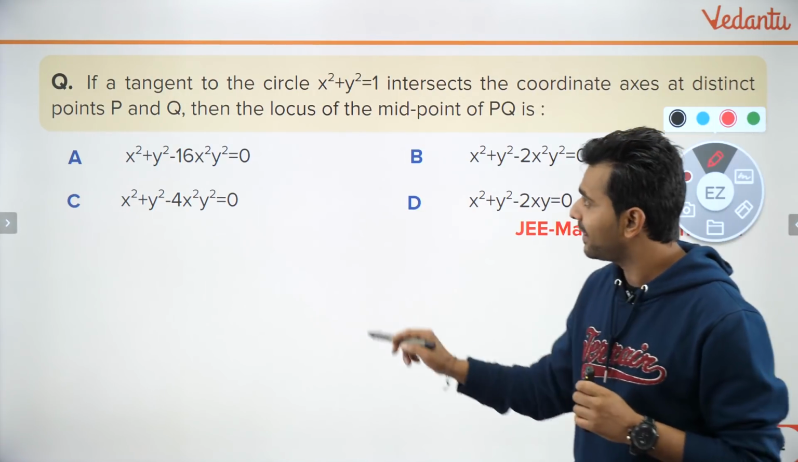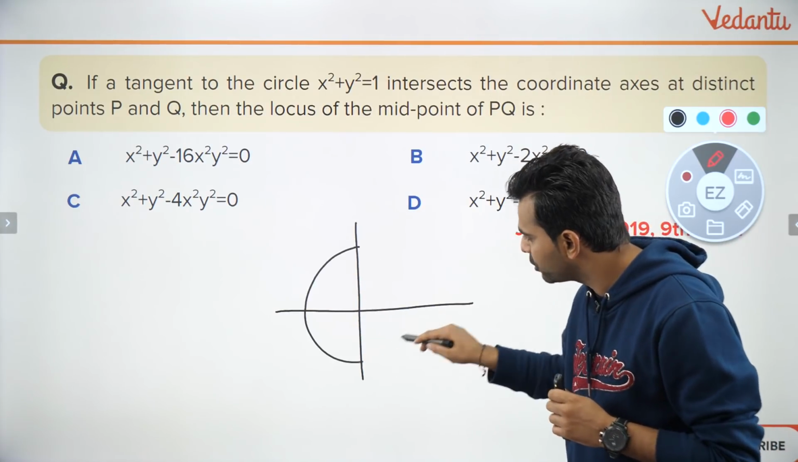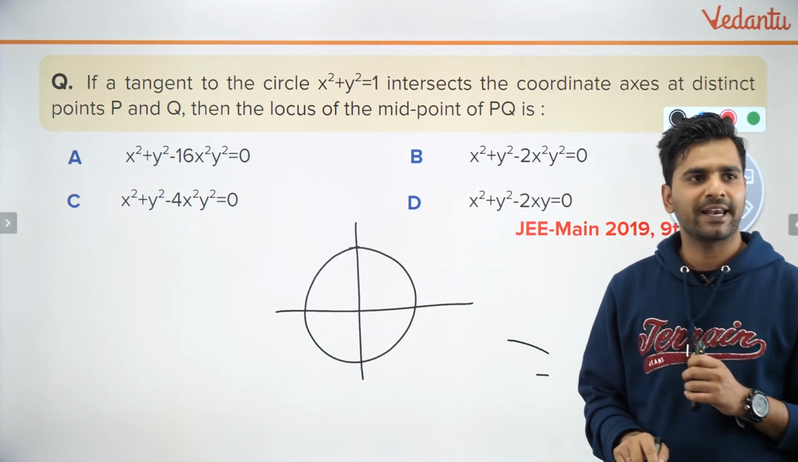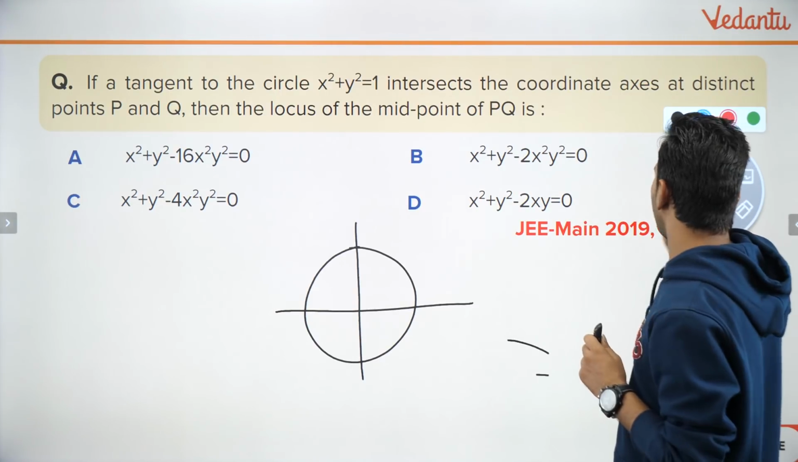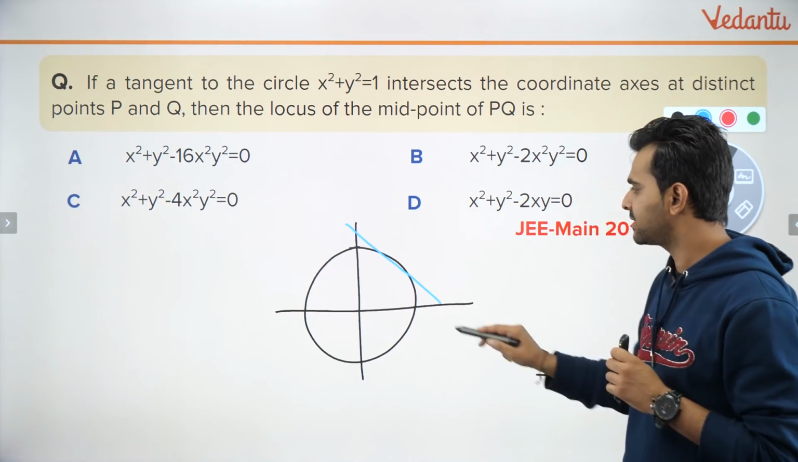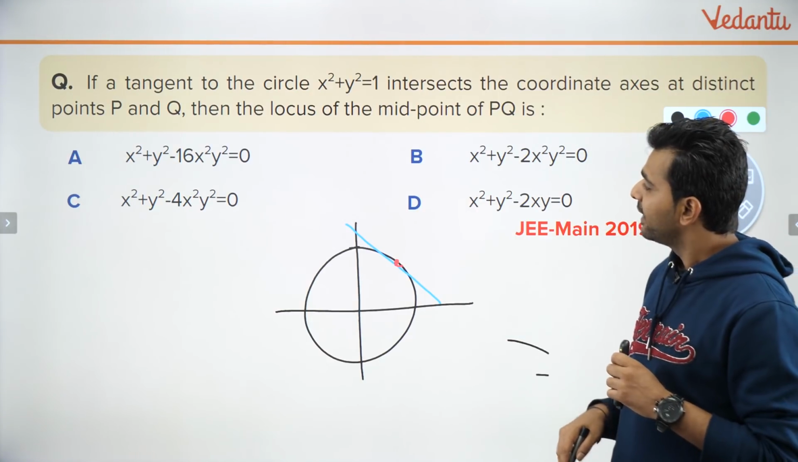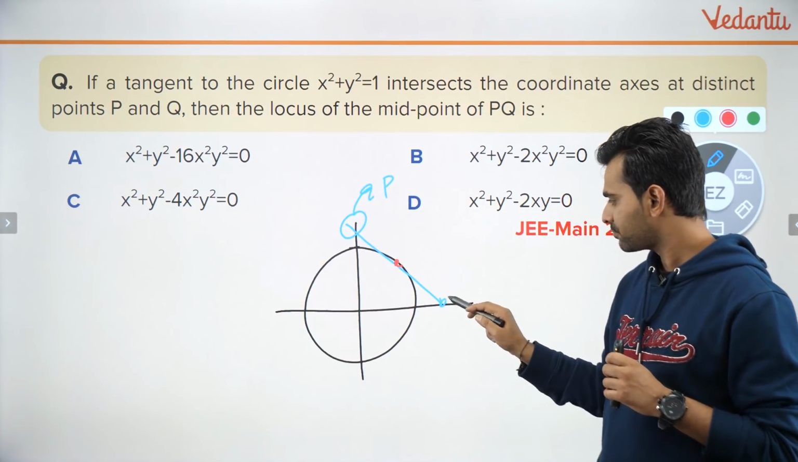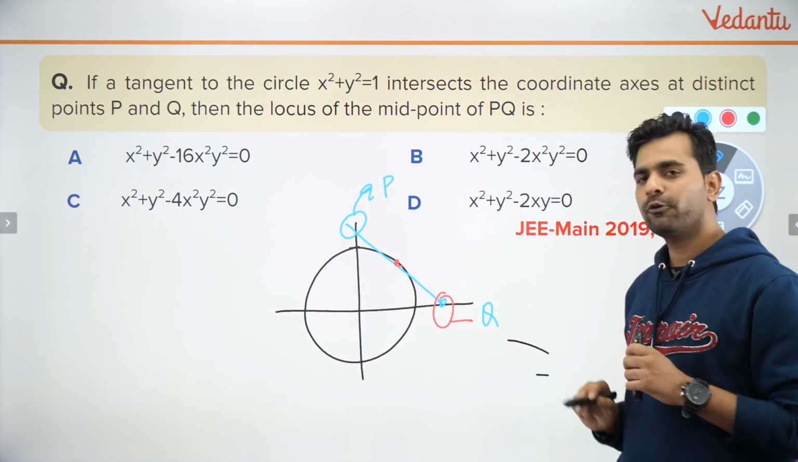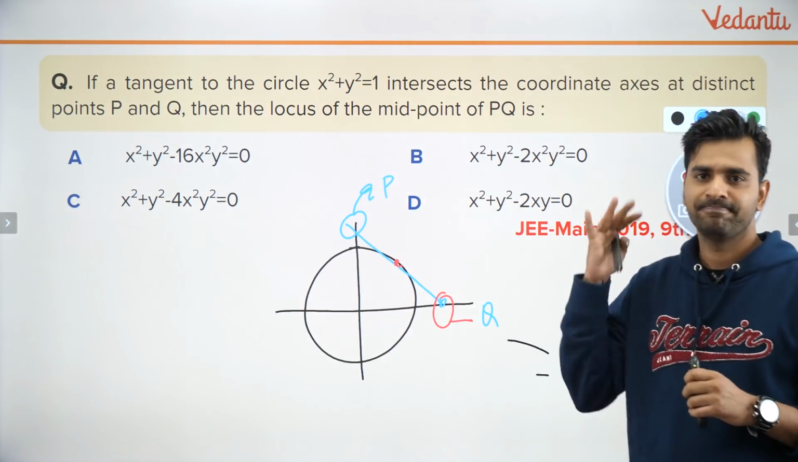The question is saying that a standard circle is there. Obviously, it will be having a center 0, 0. So my circle will be looking like this. And it is saying that I'm drawing a tangent onto this circle. Let's say I'm drawing a tangent like this. Now, the guy is saying that the tangent will be meeting at the points P and Q. You want to find out the locus of the midpoint of P and Q.